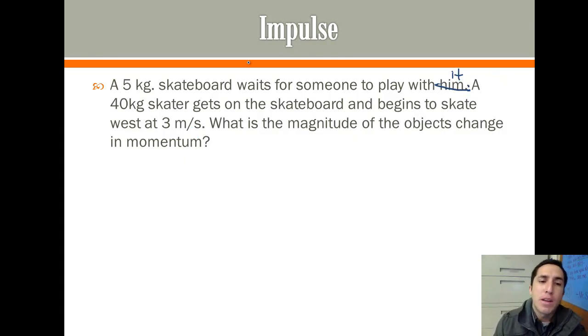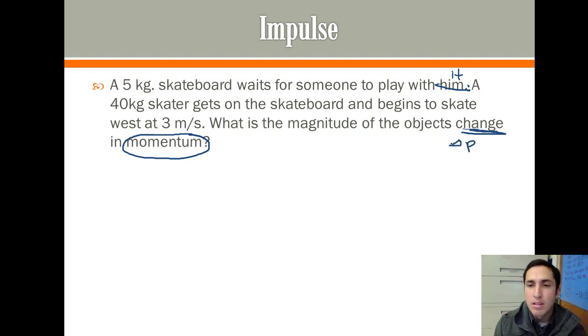Okay. A 40-kilogram skater gets on the skateboard and begins to skate west at 3 meters per second. What is the magnitude of the object's change in momentum? Yikes. Let's see. What did it say? Magnitude. That just means size. I kind of skip over that. Change in momentum. Not only do we have momentum, but we have the change in momentum. That means delta P. So what does that mean? That means we're going to be finding the impulse.